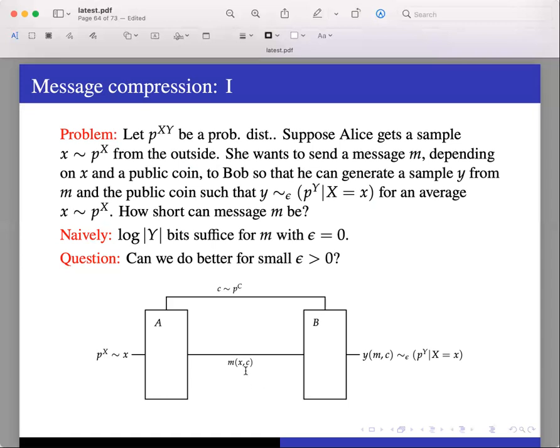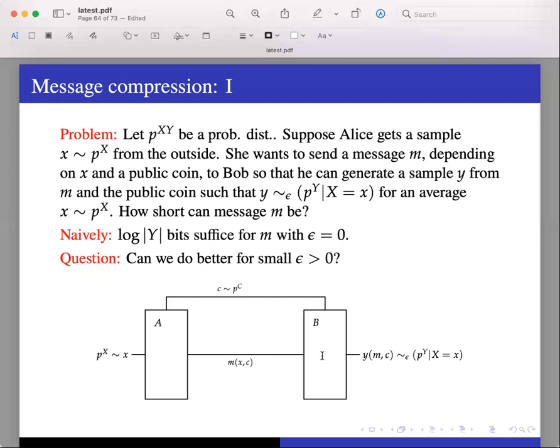Now, Alice's message depends upon her input x and the coin sample c. We can make it a deterministic function because any private randomness of Alice, I can push into the public coin. So I can redefine my public coin to include the private coins of Alice. Bob may not want to use that part of the private coin, but it's up to Bob. So once you're in public coins, this M(X,C) can be a deterministic function.